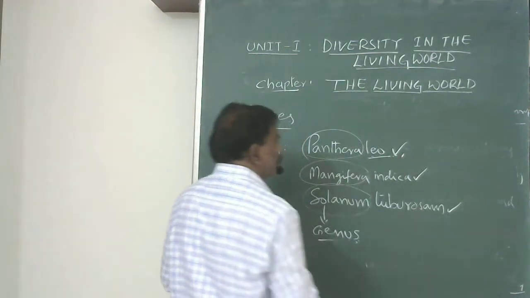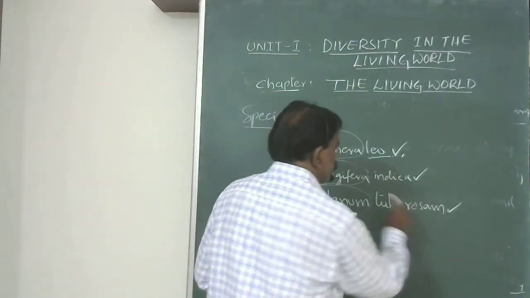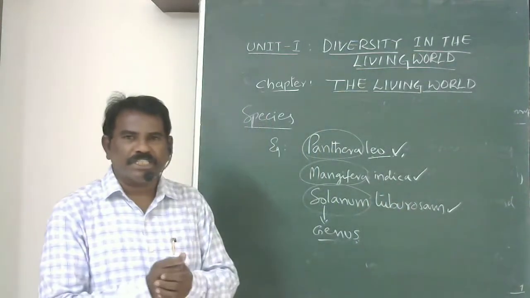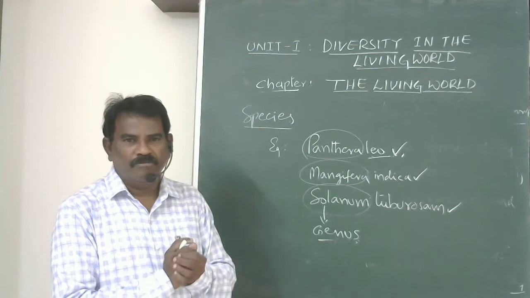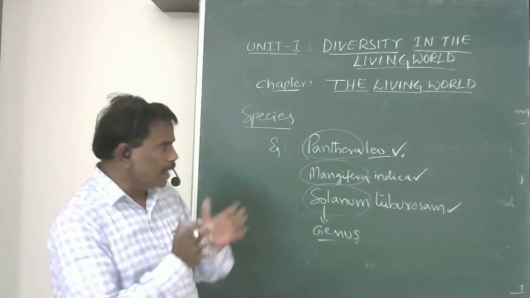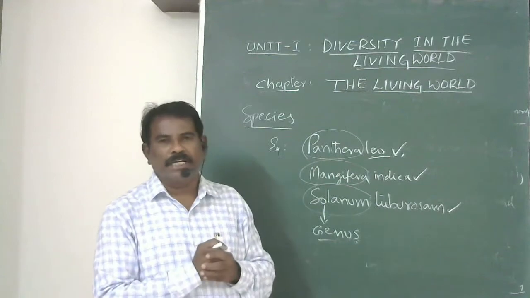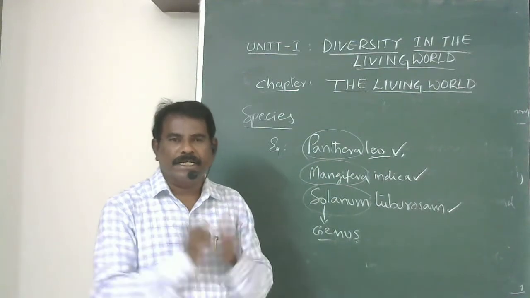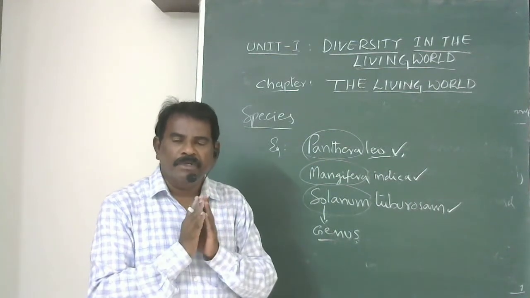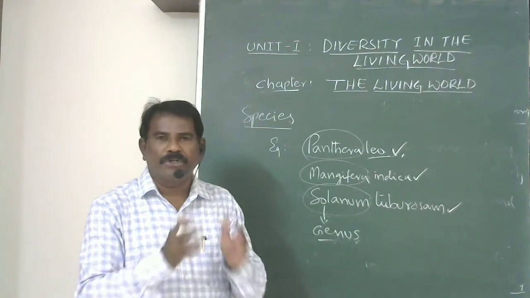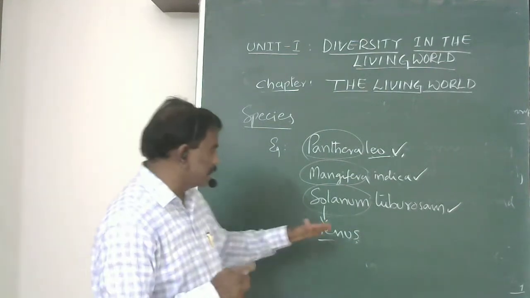So, leo, indica, tuberosum represent the species. So they are closely related. All lions are similar. They are closely related, and they can interbreed and produce offspring like that.